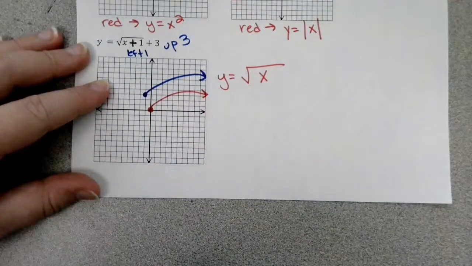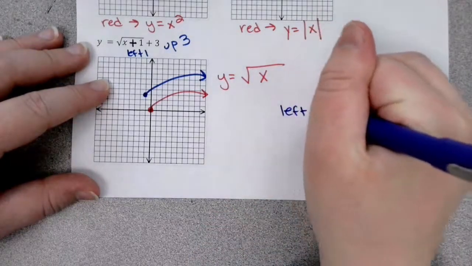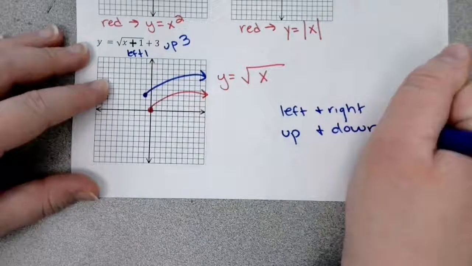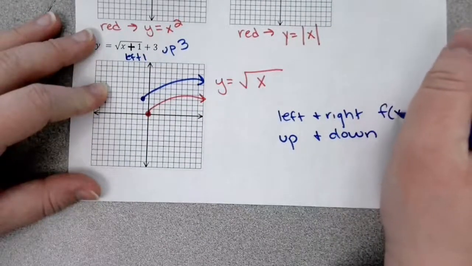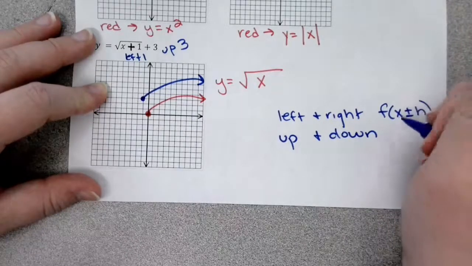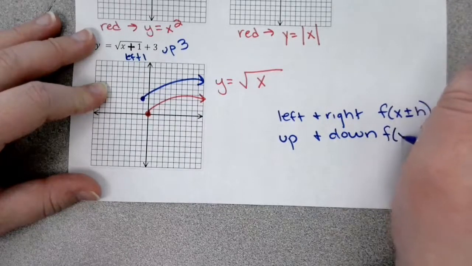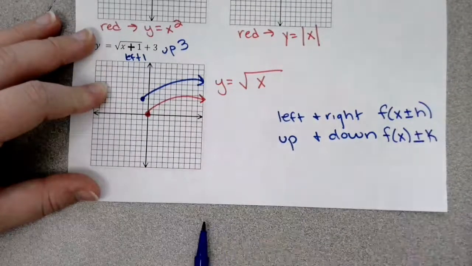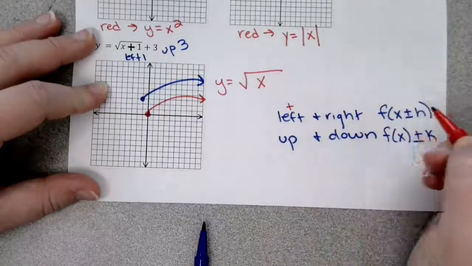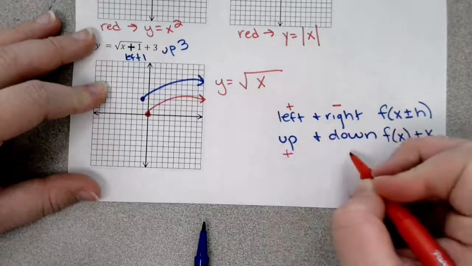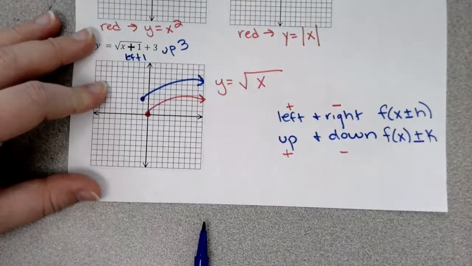The key is to remember your parent function, so what they look like, left and right, up and down. Left and right will be connected to the inside, and we call that h, connected to your x. Up and down will be on the outside, and that's your k. So left is plus, right is minus for my left and right movement. Up is plus, down is minus. Let us know if you have any questions.